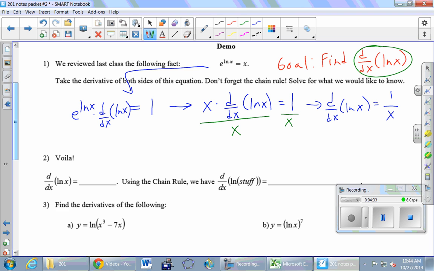And so down here in number 2, we get to fill in our brand new rule. Derivative of ln of x is 1 over x. Which means that we can use the chain rule to find the derivative of ln of stuff. What is it? 1 over the stuff, just like 1 over x, right? And then times derivative of stuff. That's it.